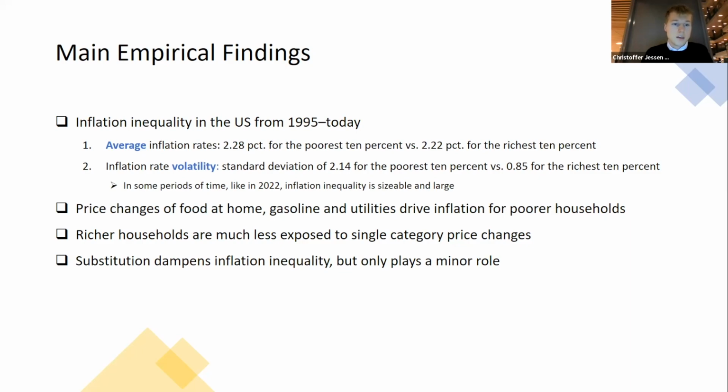In decomposing our index, we find that price changes of food at home, gasoline and utilities drive inflation for poorer households, whereas richer households are much less exposed to single category price changes. Lastly, we find that substitution dampens inflation inequality, but only to a limited extent.